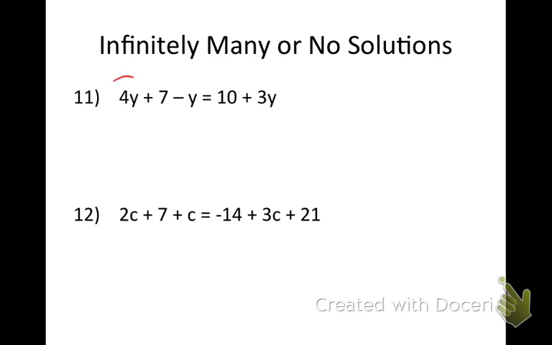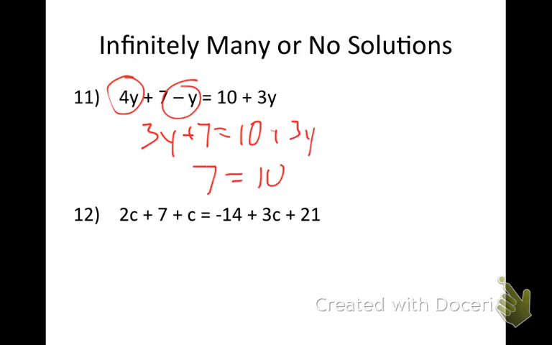I would combine the y's on my left side. So that'd give me 3y plus 7 equals 10 plus 3y. You end up with something that says 7 equals 10. What's that going to mean, McCoolidge? That is no solution because that is a false statement, correct? Good.